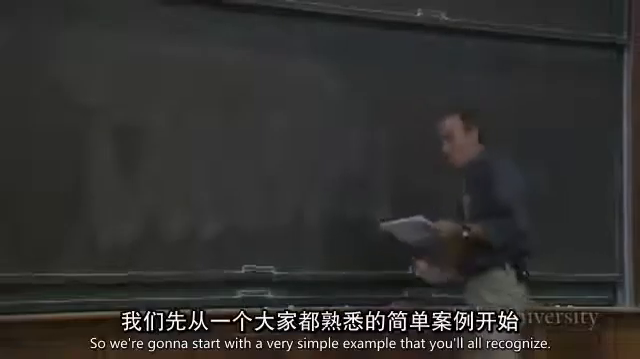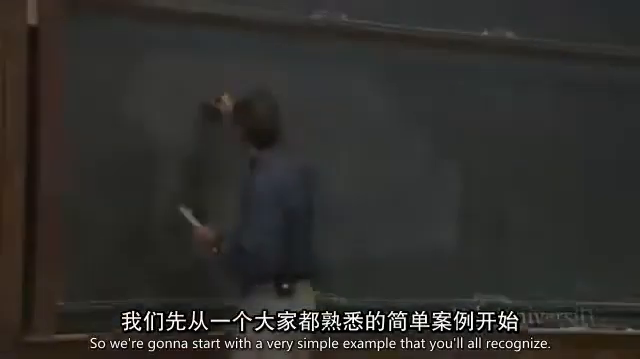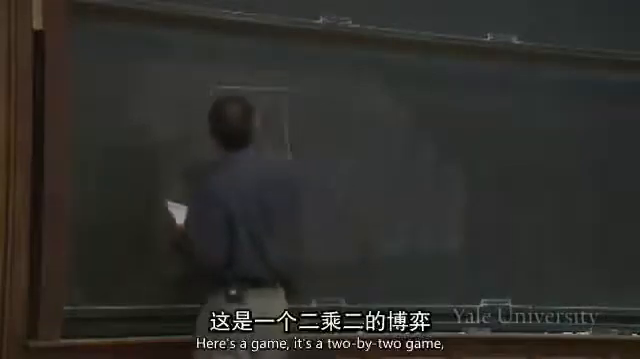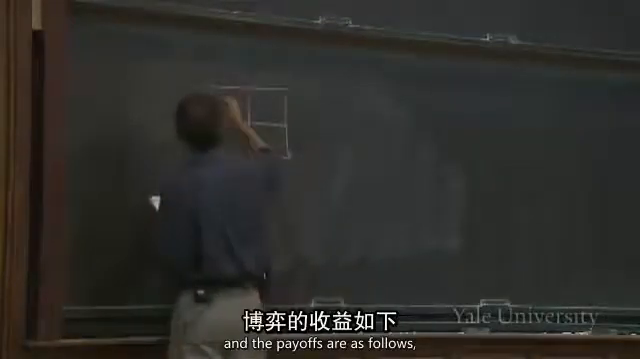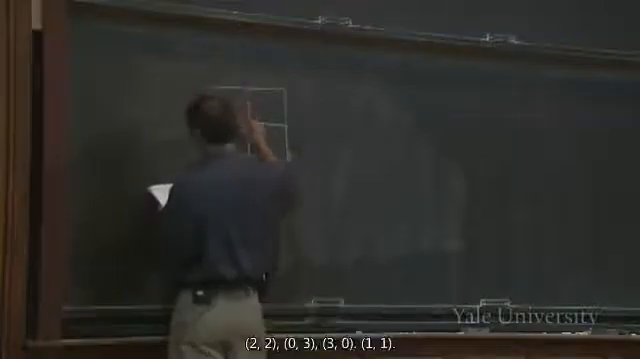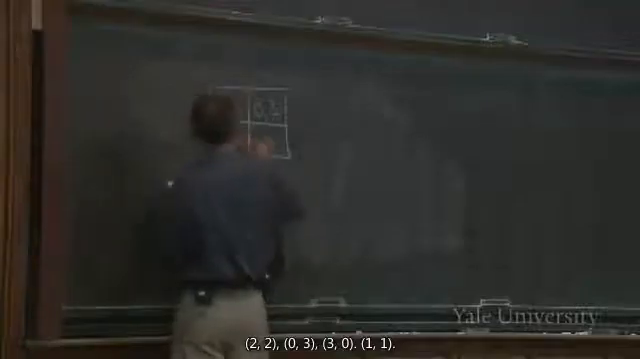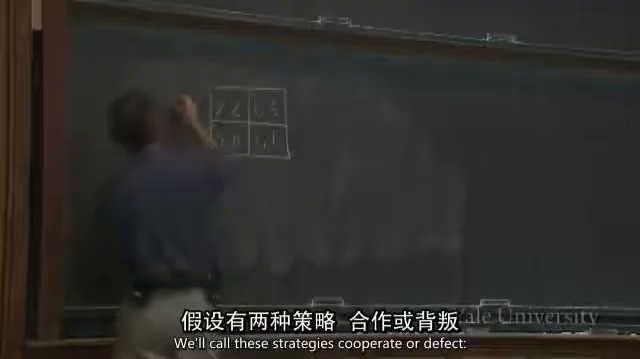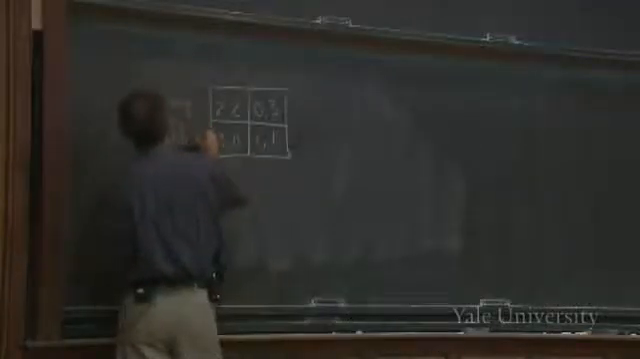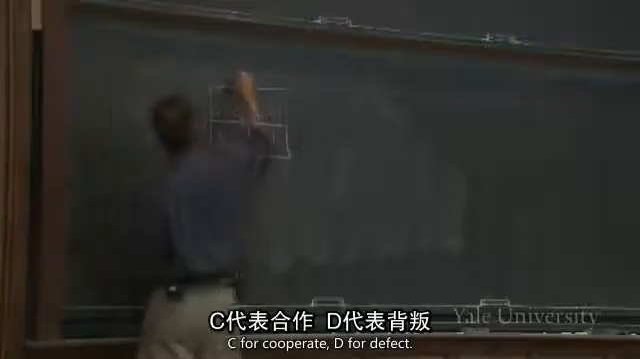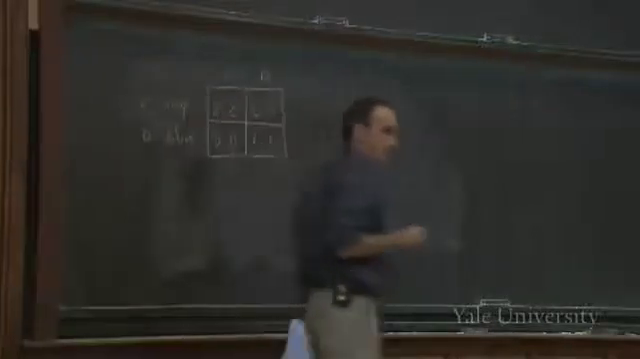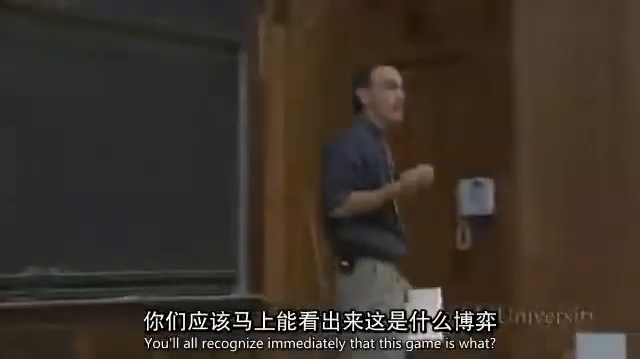All right, so we're going to start with a very simple example that you'll all recognize. Here's a game. It's a 2-by-2 game, and the payoffs are as follows: 2-2, 0-3, 3-0, and 1-1. We'll call these strategies cooperate or defect, C for cooperate, D for defect. And you'll all recognize immediately that this game is what? This is Prisoner's Dilemma, right?